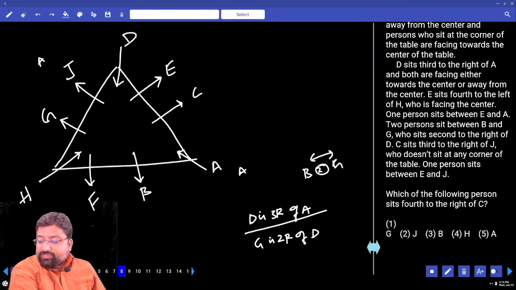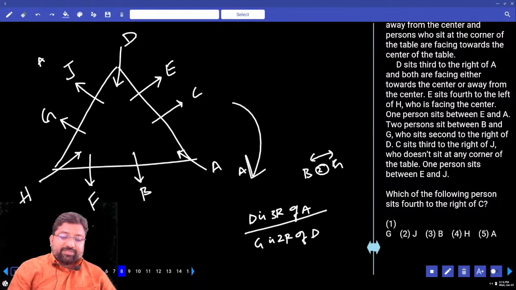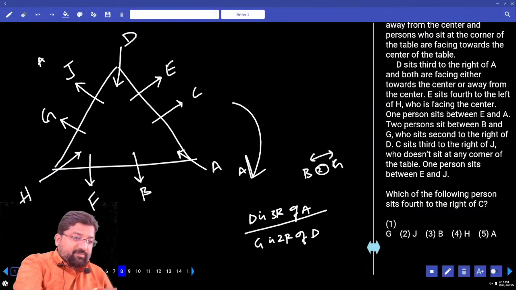Next question. Which of the following sits fourth to the right of C? Fourth to the right of C. C is facing away from the center, so we go in this way. 1, 2, 3, 4.